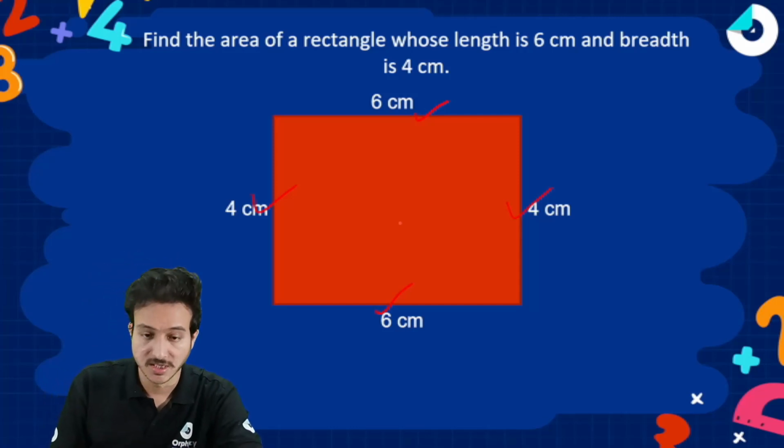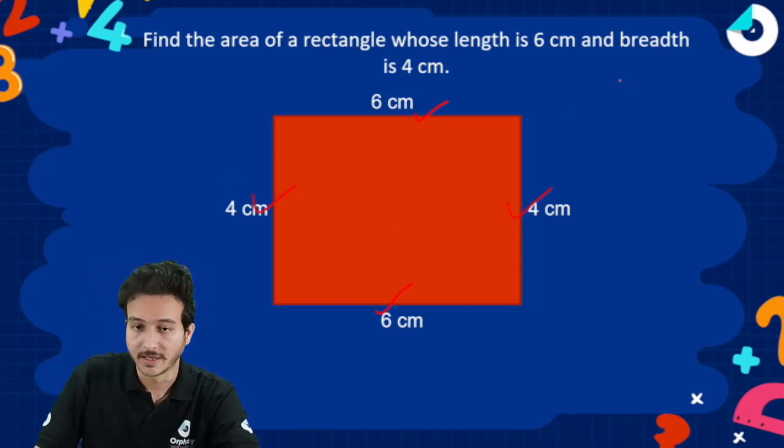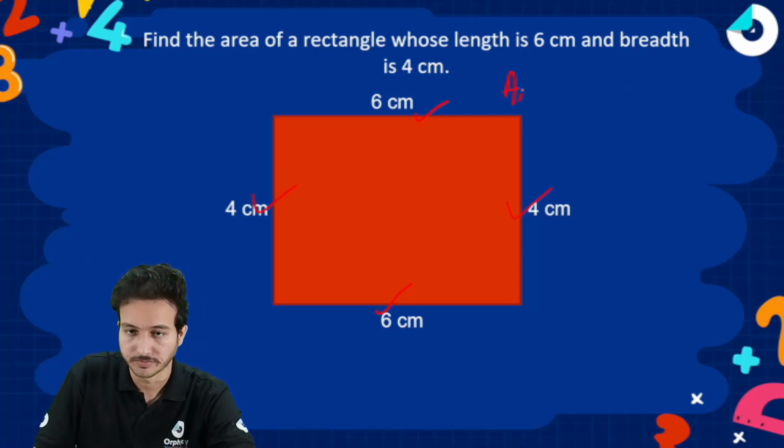As we have discussed earlier, the area of a rectangle can be found using the formula length into breadth.